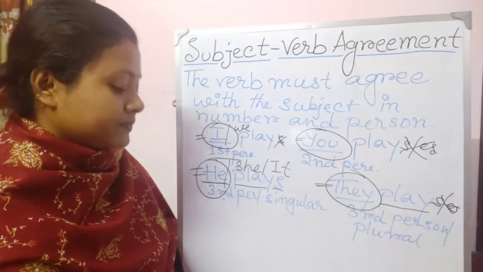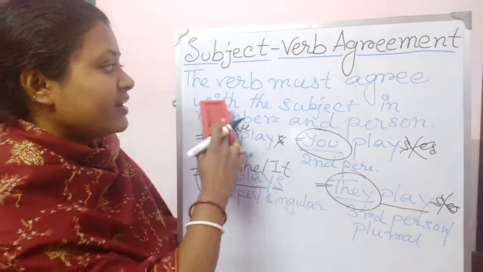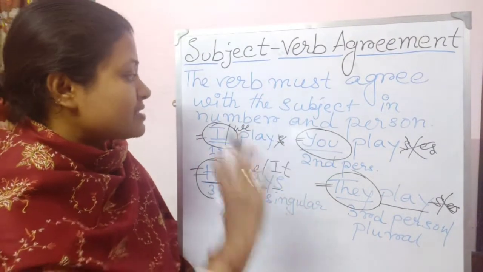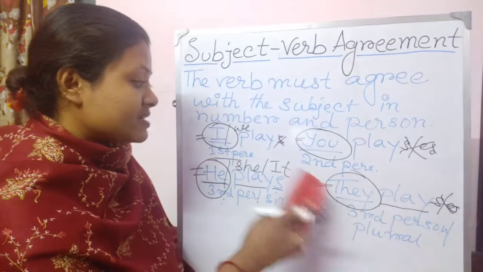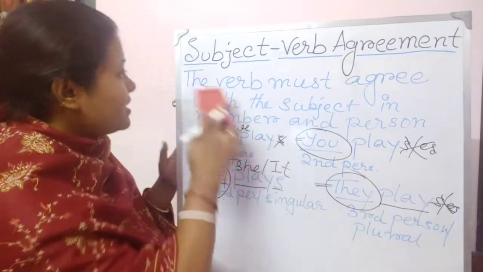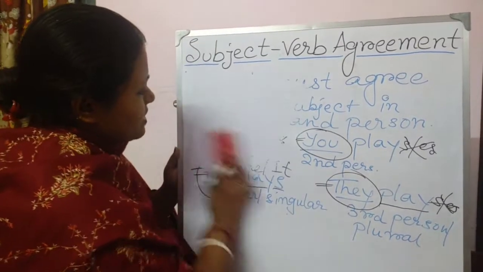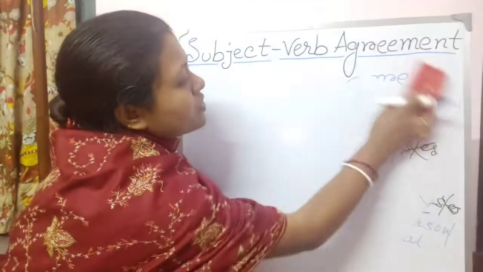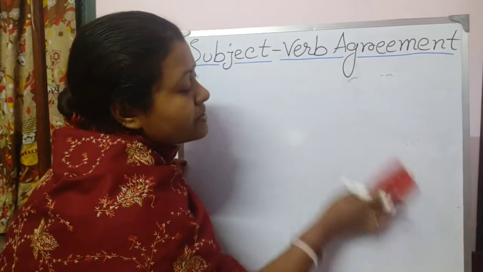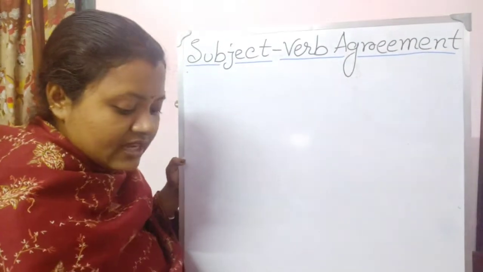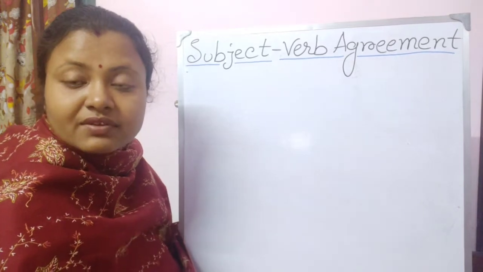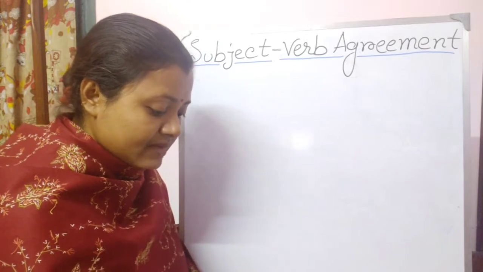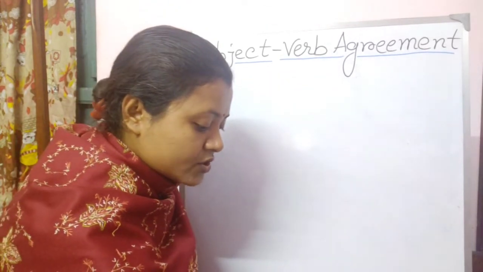Okay? So, I think you have understood what this definition means now. The verb must agree with its subject in number and in person, just the way I have told you. Okay? Let me give you some other examples as well. If you open your book, these examples are given on page number 86. Open up your book, and you will see some other examples as well.